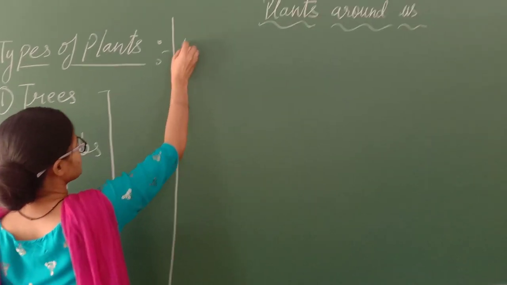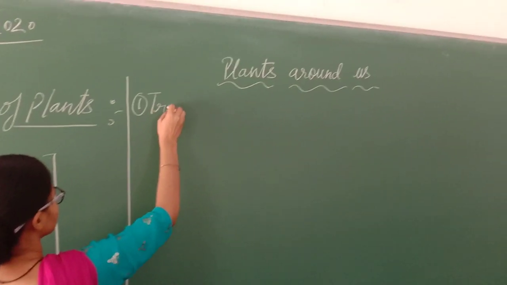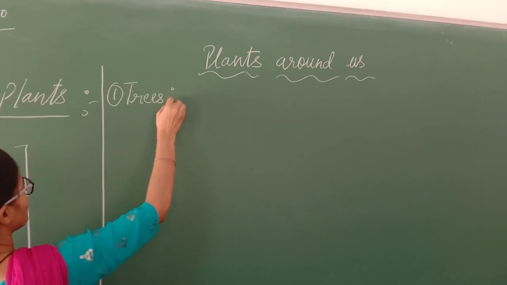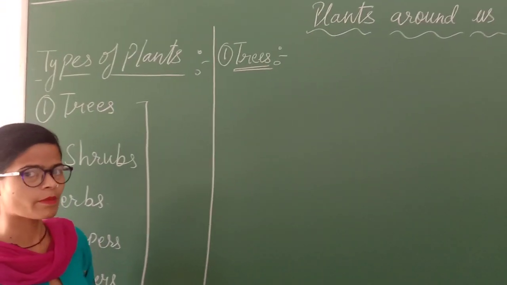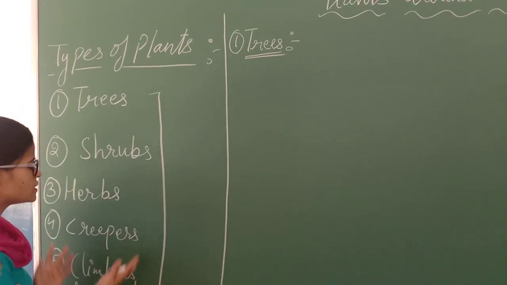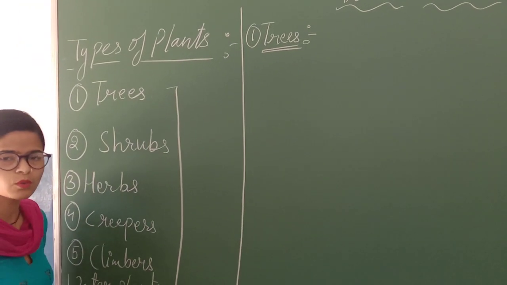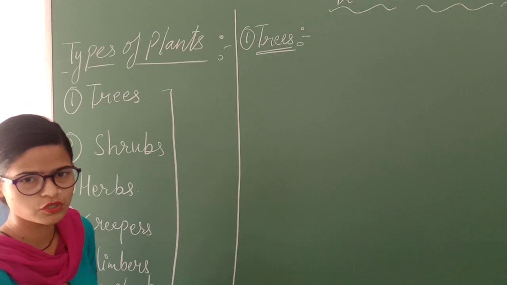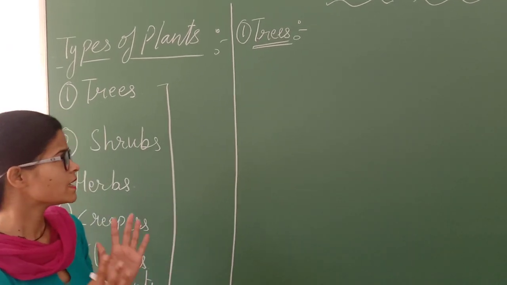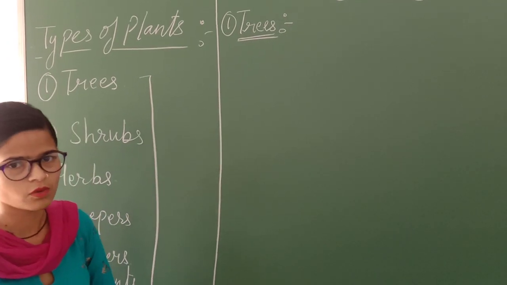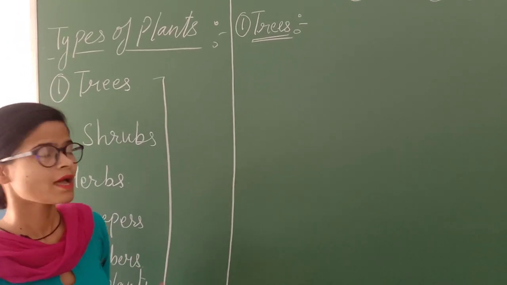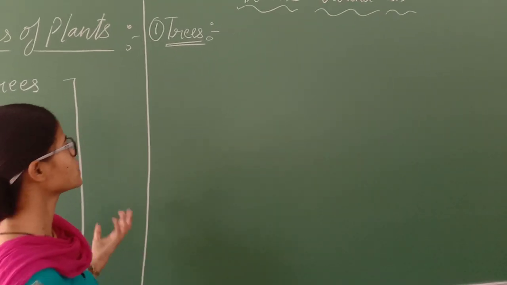Number one is trees. What are trees? Now you might say that all these plants are the same. What is the difference between each of them? Each plant is different from the others, so how they are different is what we are going to discuss.